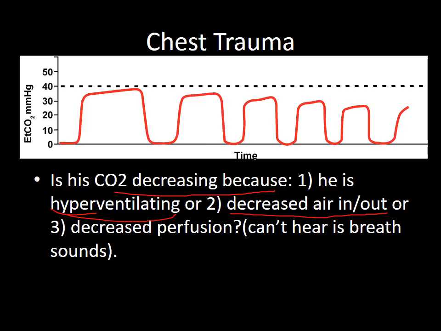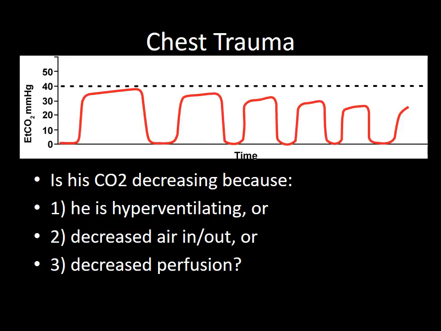Or does he have decreased perfusion? Remember that capnography also is a perfusion vital sign, because where there's smoke, there's fire. If he's got metabolism, he's got perfusion, then we're going to pick up that smoke in the lungs. So there's our 3 choices in list form. So the question is, how do we determine the difference?